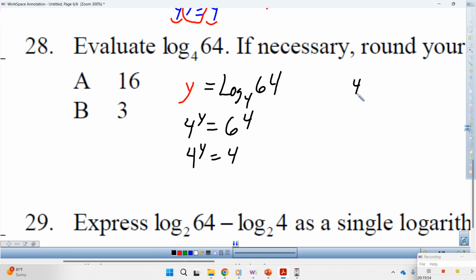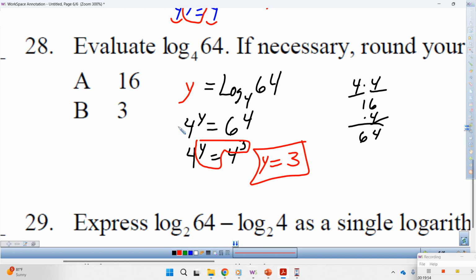Let's see. 4 times 4 is 16. Times 4, that's 64. How many 4s? 1, 2, 3 of them. So this is 4 to the third. So the answer is y equals 3. The correct answer is B.